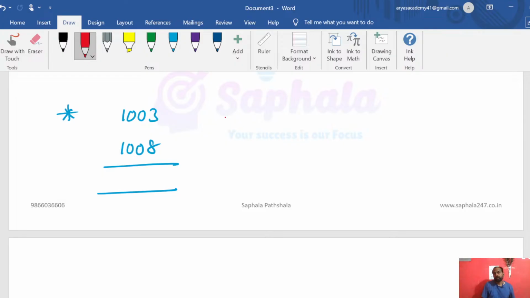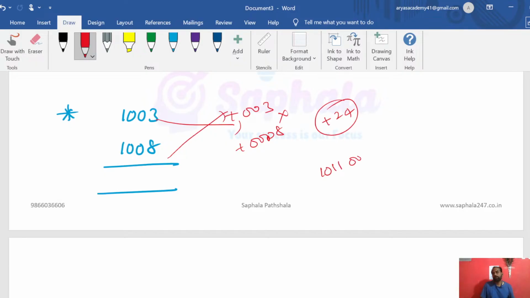See, it is very clear. This is plus 3 and this is plus 8. When both of them are positive values, obviously multiplied also you will get positive value. You have to add 24. So 1003 plus 8, 1011, 1008 plus 3, 1011 only. So it becomes 1011 triple 0. But you know that you have to add 24. So 1011024. This is the answer. Very good.